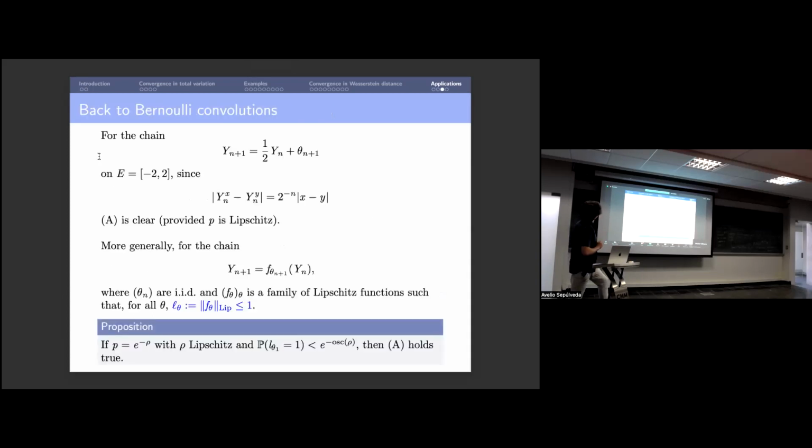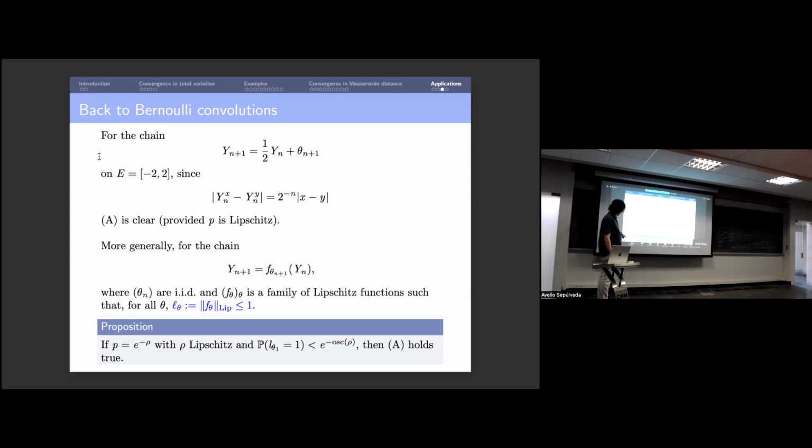And now I can come back to the Bernoulli convolution. So actually what we can do is apply our criterion to the following extension of Bernoulli convolution. I'm assuming that Y_{n+1}, the unkilled process, is just a random function f_{theta_{n+1}} of Y_n. The theta_n are still IID random variables, and the f_theta are Lipschitz functions, and all of them need to be at most one Lipschitz. I call L_theta the Lipschitz norm of f_theta.